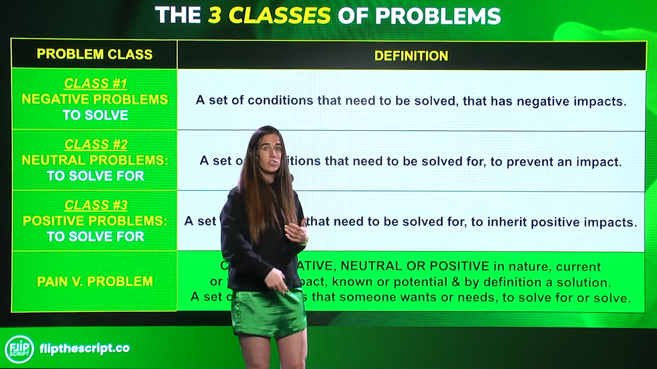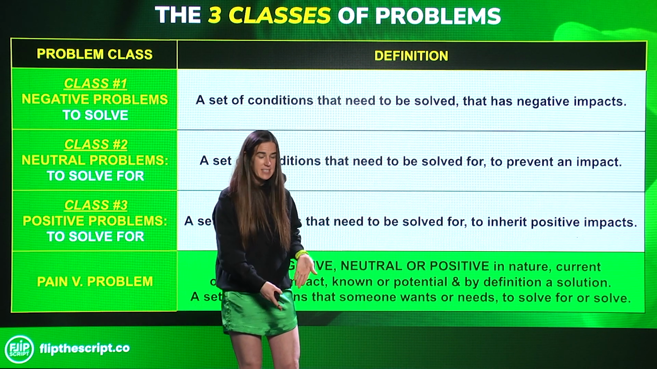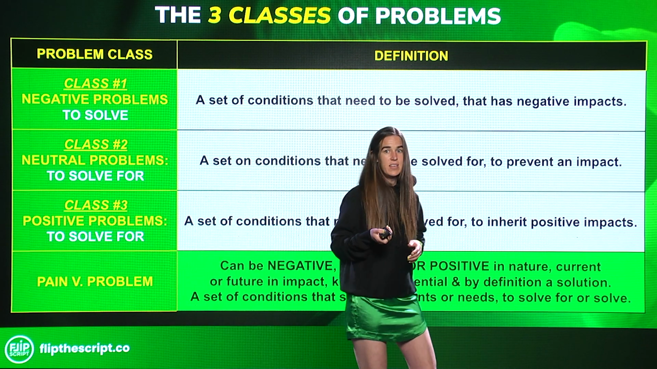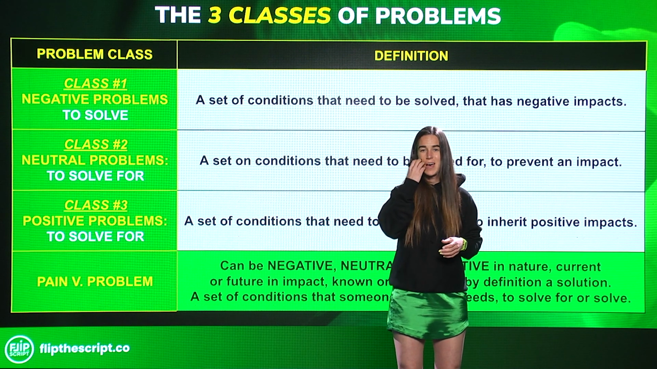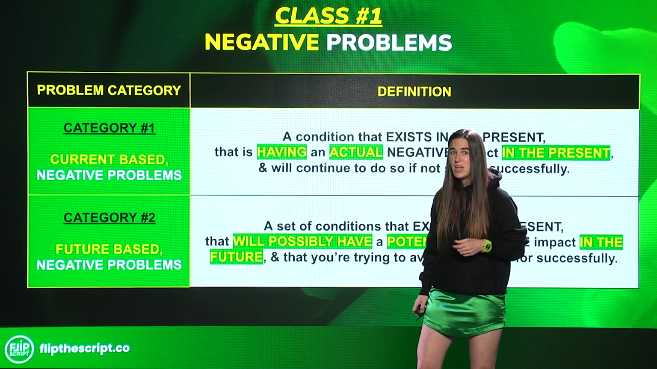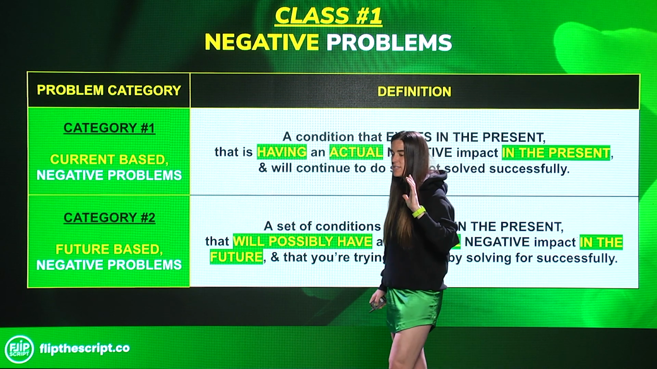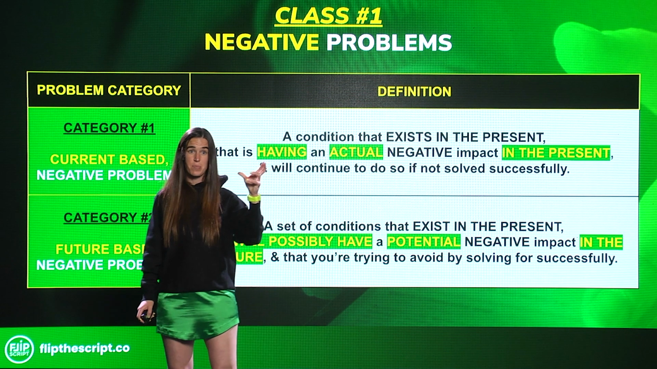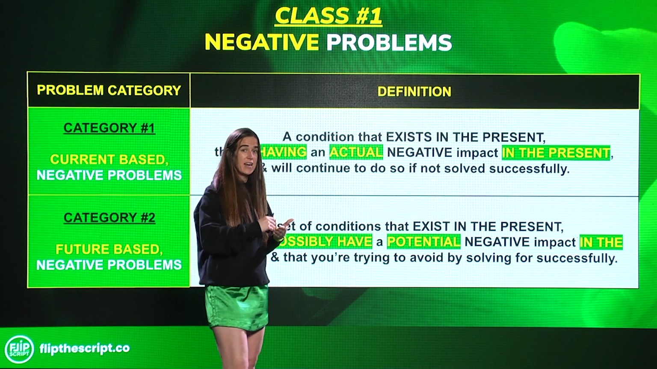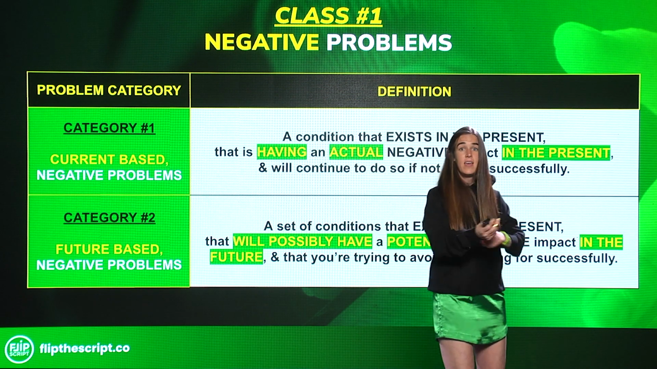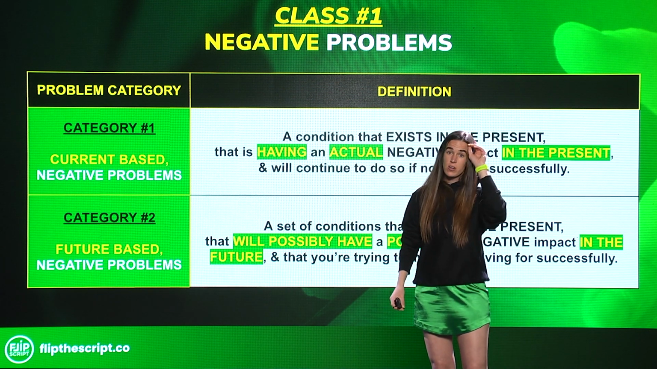When I come into the doctor, that's essentially what I'm solving for. But pain is not necessarily a problem, and a problem is not necessarily painful. So for class 1, there are 6 different categories, 2 categories for each class of problem: current state and future state. So let's dive in. Category 1 and 2 are going to be under class 1.